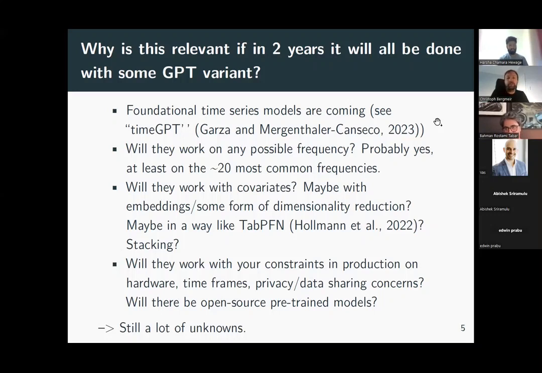And then obviously the other big question is, will this work with the constraints that you have in production, with your hardware, your timeframes, your privacy, data sharing concerns? I think many companies will not be happy to just send all of their time series to some external service to get them forecasted. Do you need a 5-minute lead prediction in real time? Does it need to run on some edge device on your wind farm? All of these things depend on whether it makes sense to run these models.